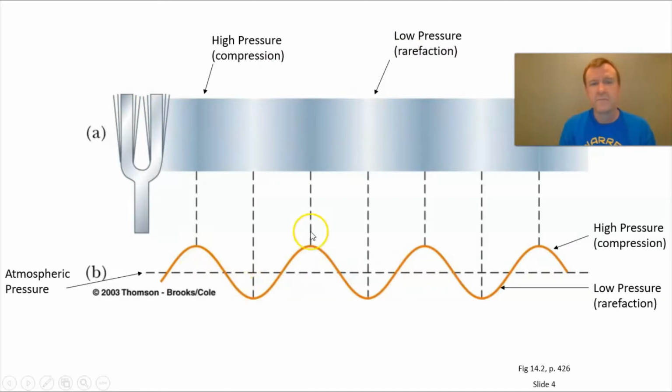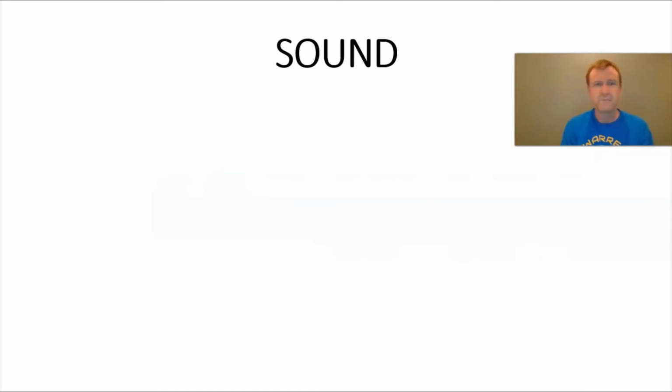And again, we see it plotted as pressure, with atmospheric pressure at equilibrium. We've got compression, we've got rarefaction. I do want to point out that we're going to see that sound waves are longitudinal. This does look transverse. Don't let that confuse you. It's just a way of plotting the pressure.